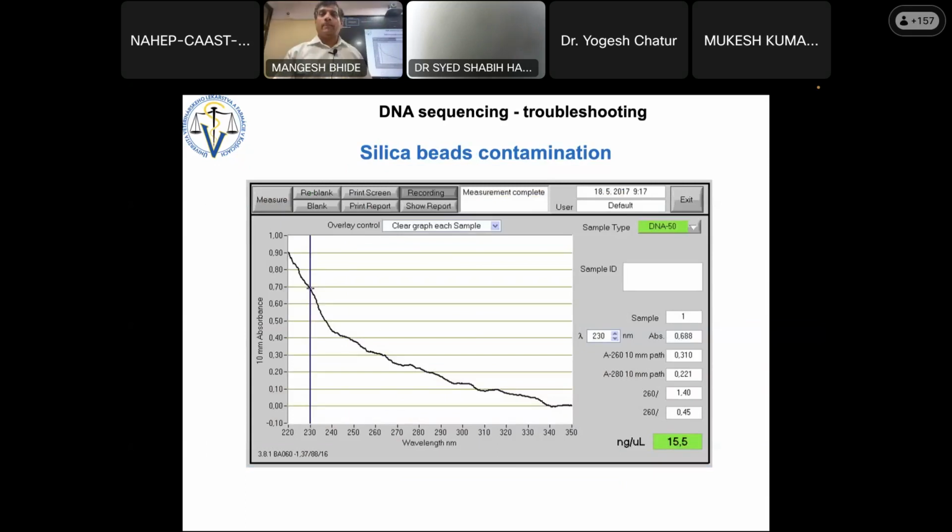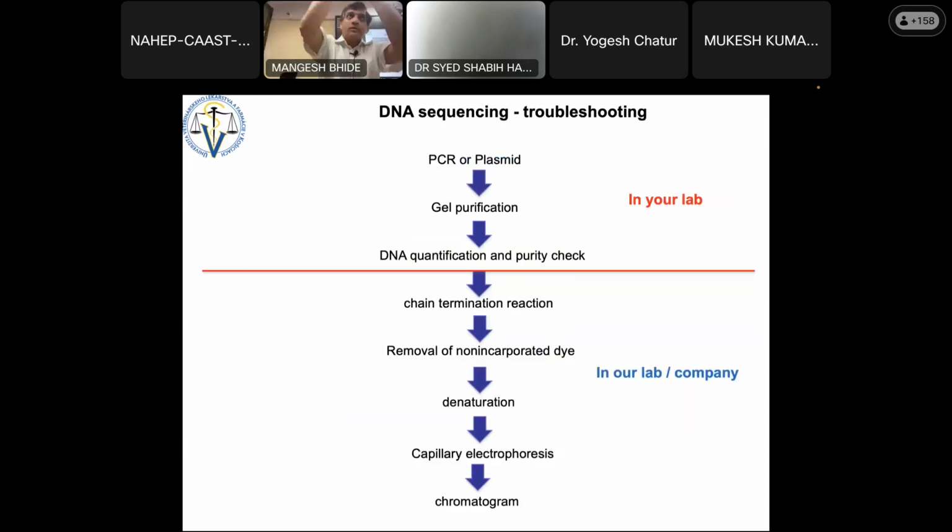You can avoid this contamination because silica has weight. Okay, it is not that light. It's denser. So you just centrifuge at 10,000 rpm. Silica will sit down. You take the upper part, and your sample is free of contamination. Okay.